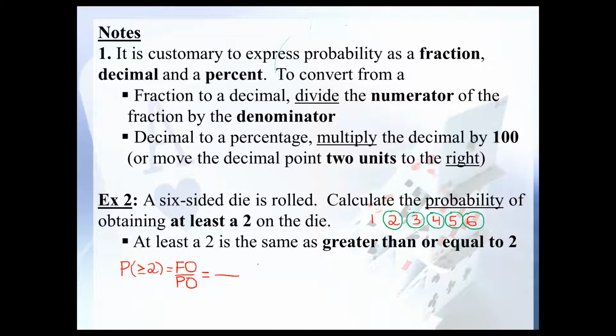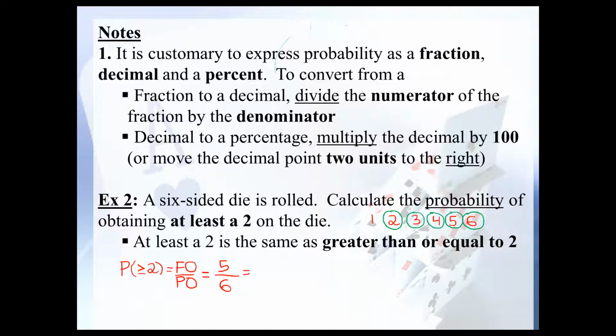Total number of possible outcomes is 6, because you could roll the die and get 1, 2, 3, 4, 5, or 6. Favorable outcomes means the number of outcomes that you want to get. So at least 2 means greater than or equal to 2. So 2, 3, 4, 5, and 6 are acceptable. Therefore, there are 5 possible outcomes that are favorable for me.